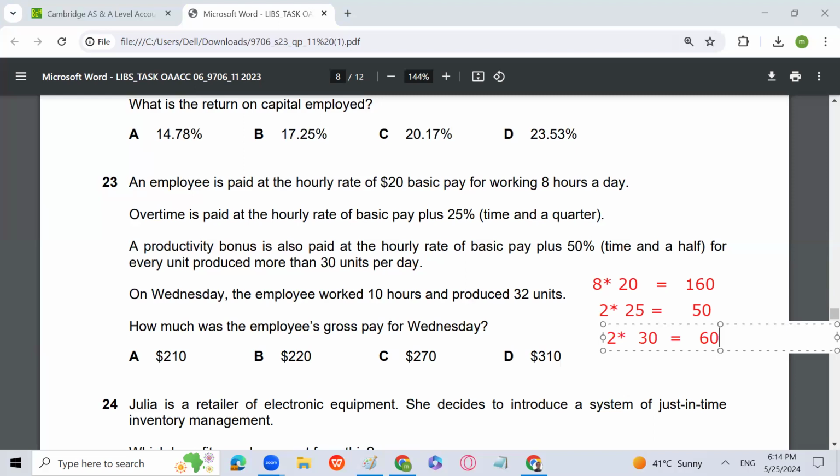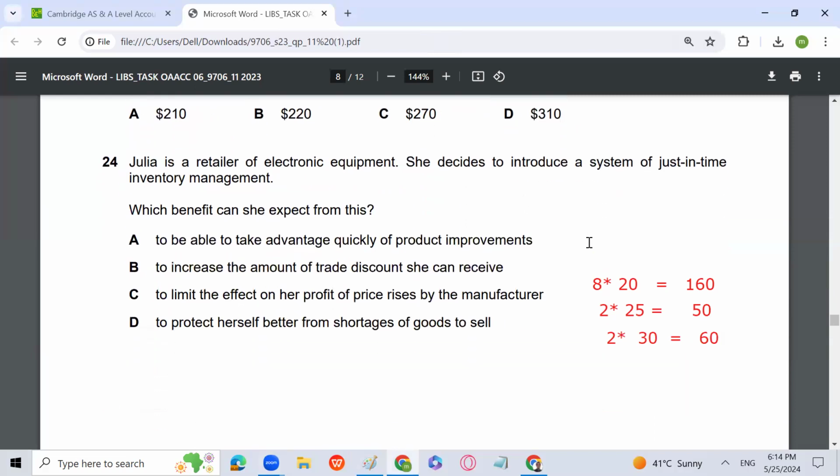And the gross pay for Wednesday is going to be 270 because you have produced 2 units more than the required limit. Julia is a retailer of electronic equipment. She decided to introduce a system of just-in-time inventory management. You will find just-in-time inventory management questions now because it has recently been a part of the syllabus for a little portion of the time, but you have studied it in business studies. Just-in-time inventory management means that you are not maintaining inventory, you are just purchasing and producing the inventory and selling it. Which benefit can she expect from this?